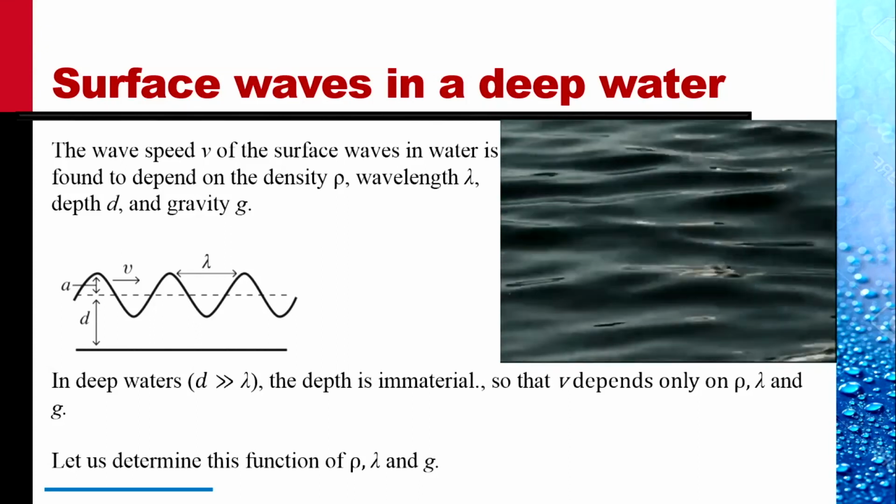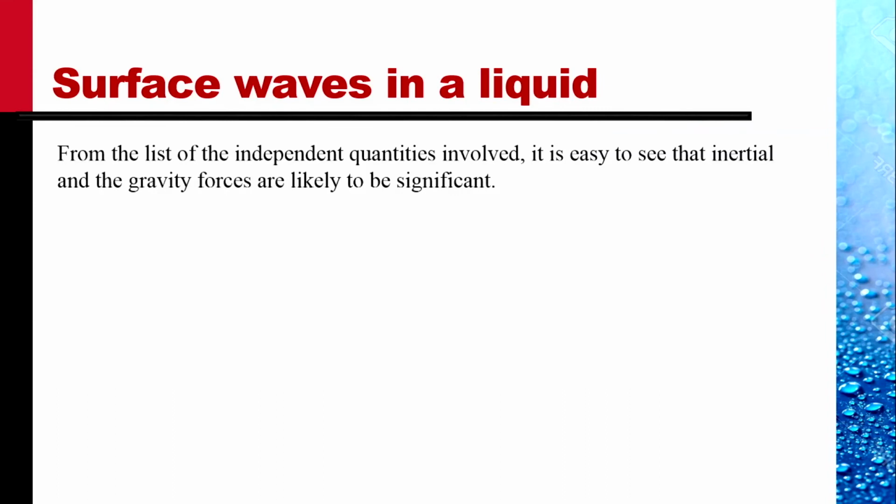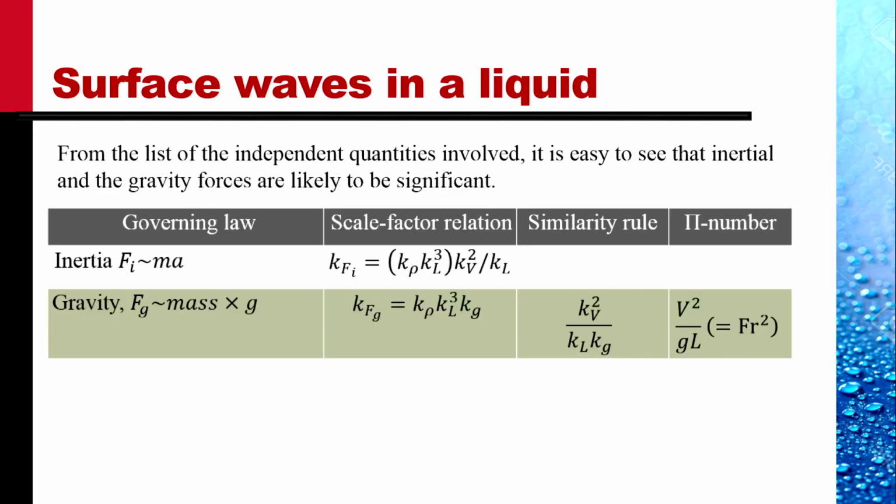Let's determine this function of rho, lambda, and g. From the list of independent quantities involved, it is easy to see that only the inertial and the gravity forces are likely to be significant. So we will invoke the law for the inertial and the gravity forces. These are the relevant scale factor relations. If we equate these two, we get a similarity rule that Kv square divided by Kl Kg should be 1. And from this, we obtain the pi number v square by g l, the square of the Froude number, as invariant.